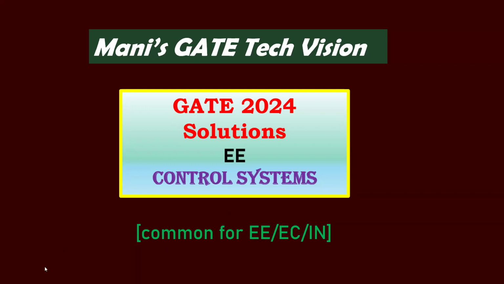In this lecture, I am going to solve GATE 2024 problems from the subject control systems. Here I have taken the electrical paper. The topic which I have taken is common for electrical, electronics and instrumentation. So all those branch candidates can watch this video. Let me start solving the problem.